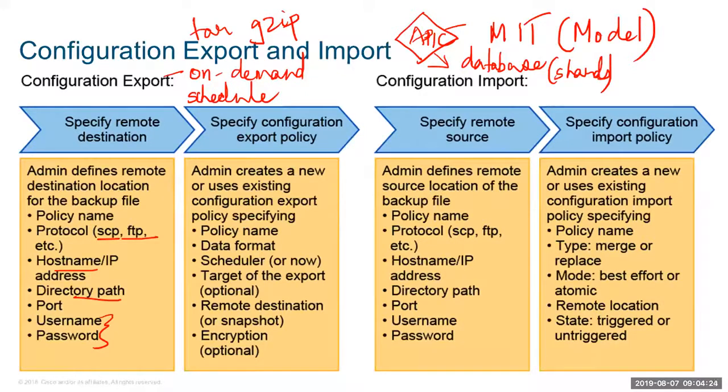Well, that shows you how to specify the remote destinations, and then finally you go ahead and specify the actual export policy. So now you can see after they've defined the remote destinations, they've specified the policy. Name the policy something, specify the format. You want to do it now or you want to schedule it, pick one of these remote destinations.